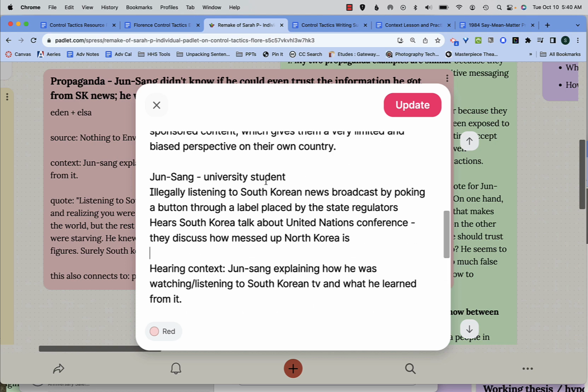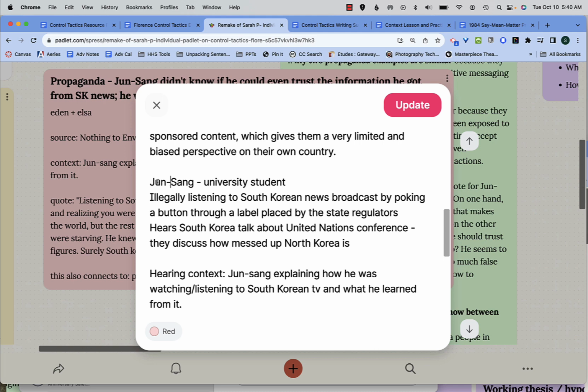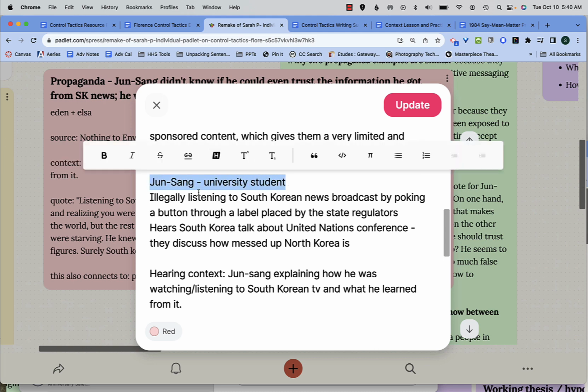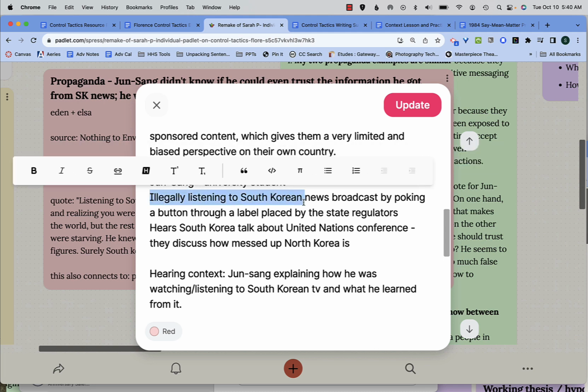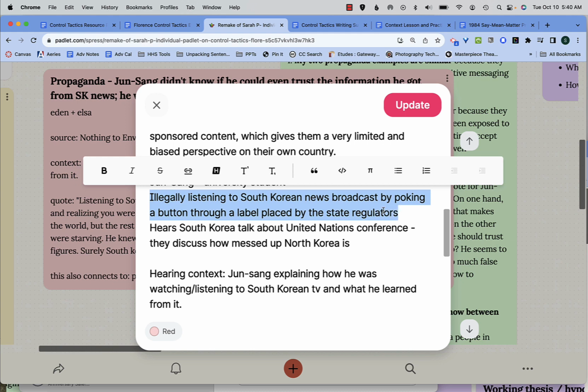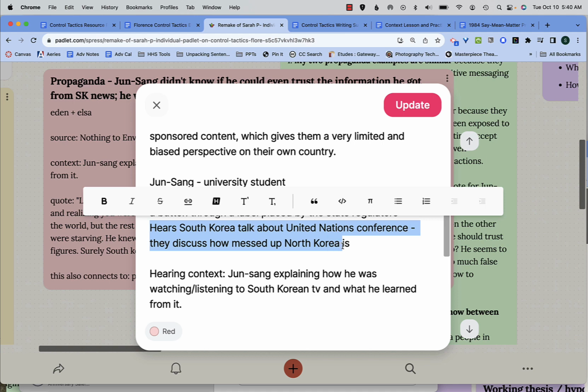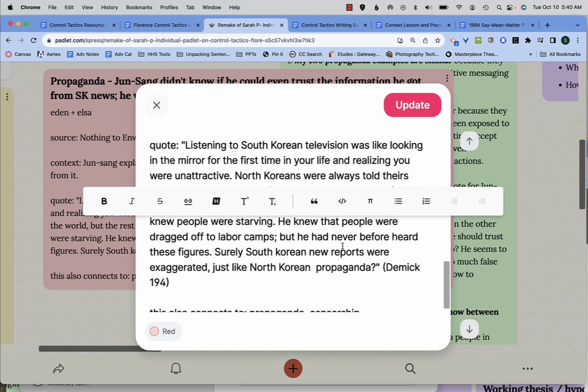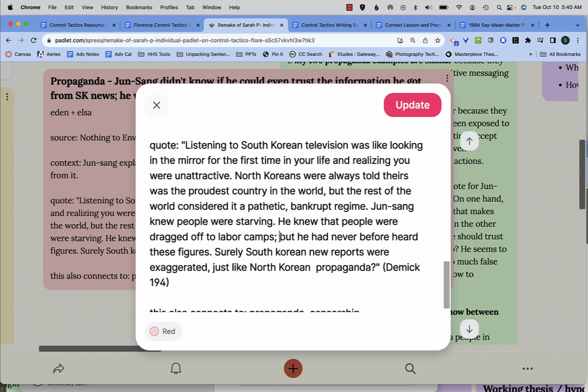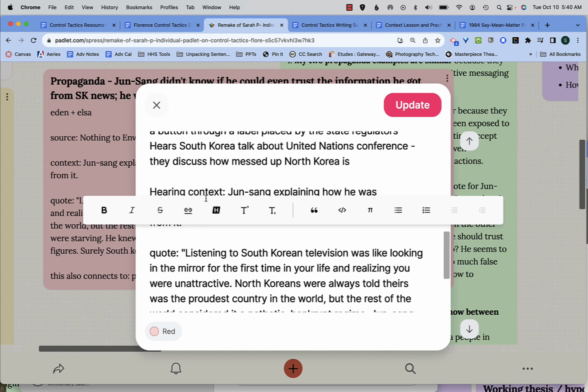Okay, the things that I think I need to know to understand this quote: I need to know that Jun-sung is a university student who's grown up in North Korea. I need to know that he's illegally listening to South Korean news broadcasts. I need to know that he's hearing South Korean people on the news talk about this United Nations conference, and they discuss how messed up North Korea is. One thing I need to unpack is he'd never before heard these figures. I should probably add that.